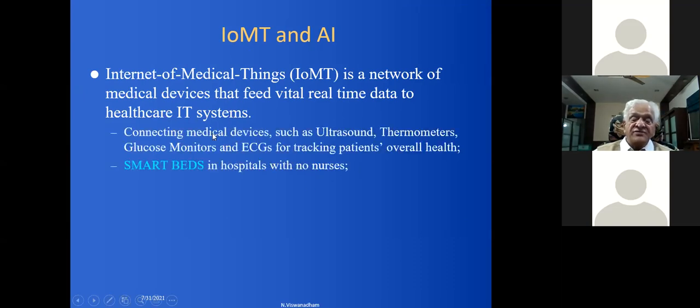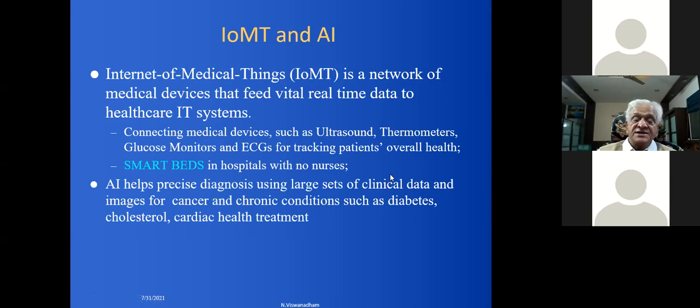So it connects medical devices such as ultrasound, thermometers, glucose monitors, and ECGs for tracking patients' overall health. And there are smart beds in the hospital with no nurses. The patient can put on a fan, remove the curtain, and ask for food. Everything can be done using these smart beds in the hospital. AI helps precise diagnosis using large sets of clinical data and images of cancer, chronic conditions such as diabetes, cholesterol, cardiac health treatment, and so on.